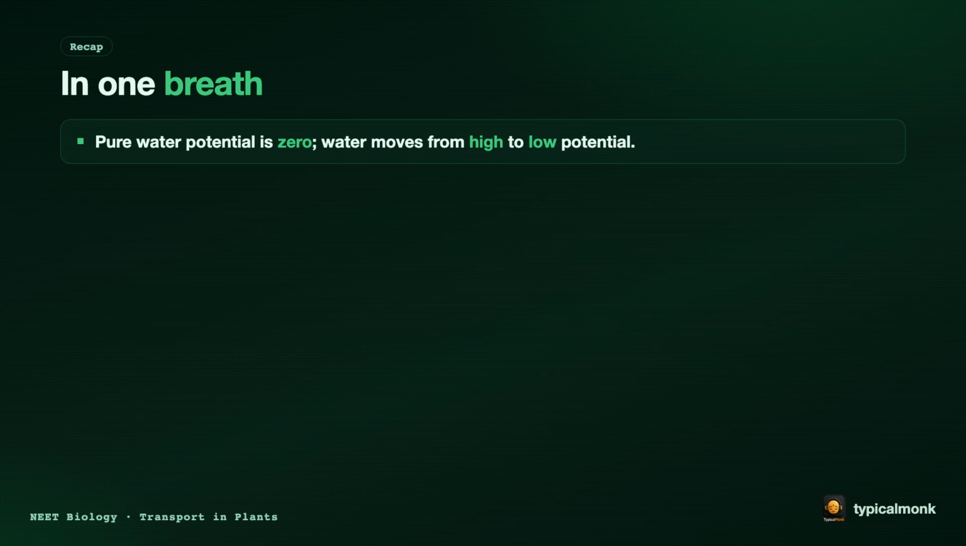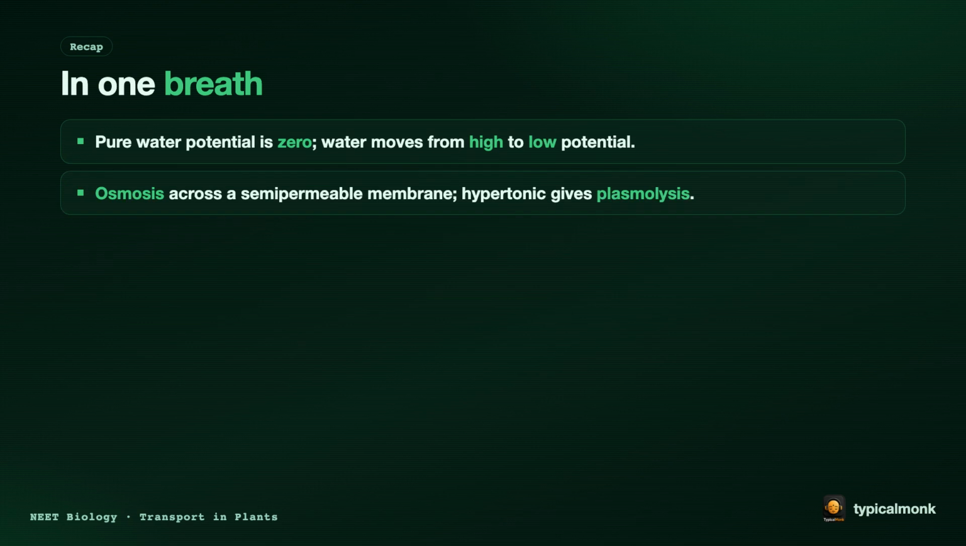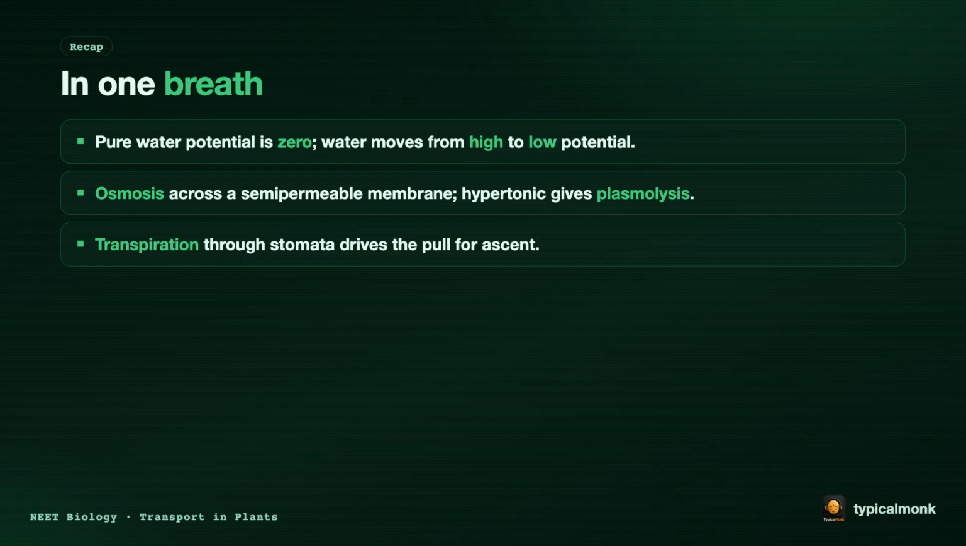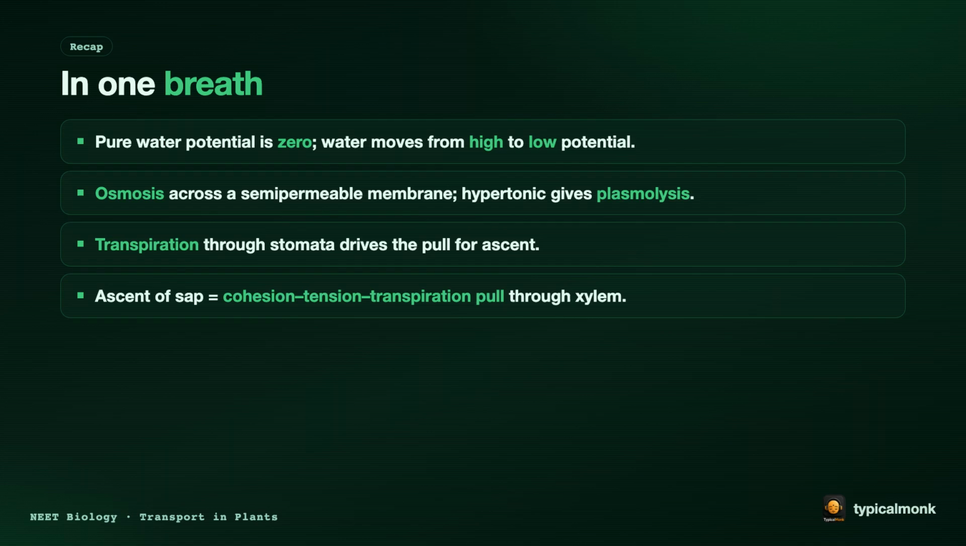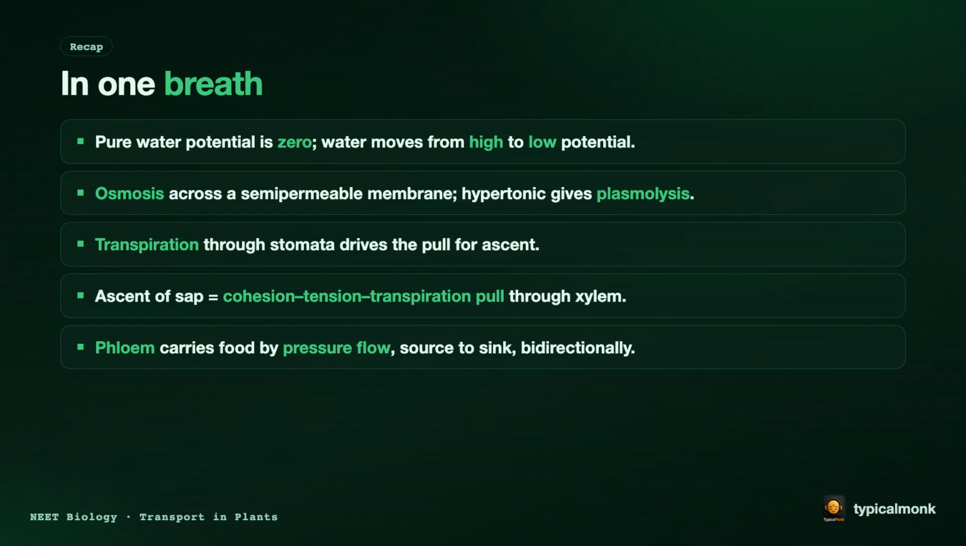Let's gather it all in one breath. Pure water has a water potential of 0. Water moves from high to low potential. Osmosis occurs across a semi-permeable membrane. A hypertonic solution gives plasmolysis. Transpiration through the stomata drives the pull for ascent. Ascent of sap equals cohesion tension transpiration pull through the xylem. Phloem carries food by pressure flow from source to sink, bidirectionally.